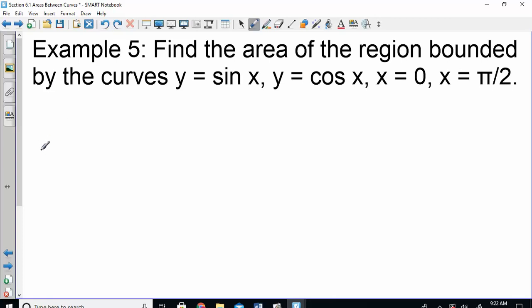Let's do a trig function. Life isn't complete without some trig for today. I want the area between the curves y equals sine x, y equals cosine x, 0, and pi over 2.